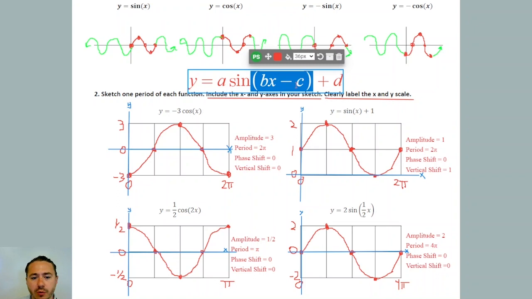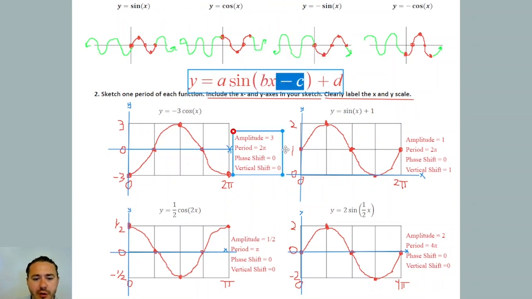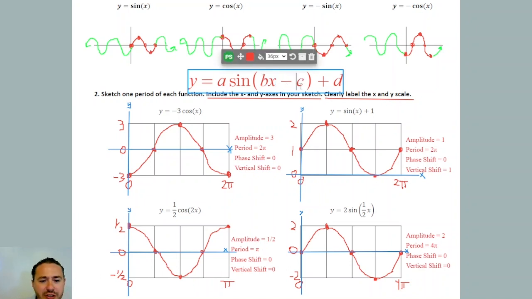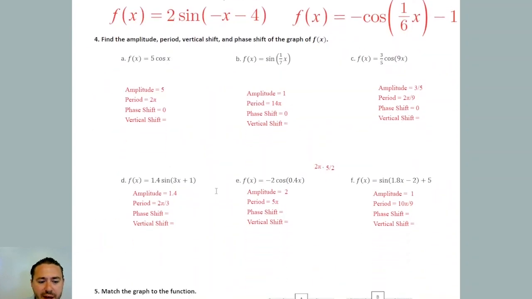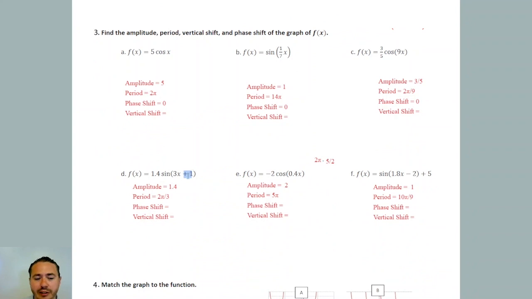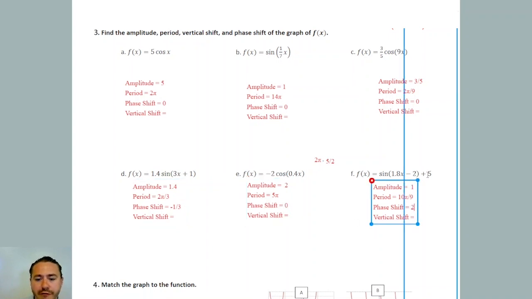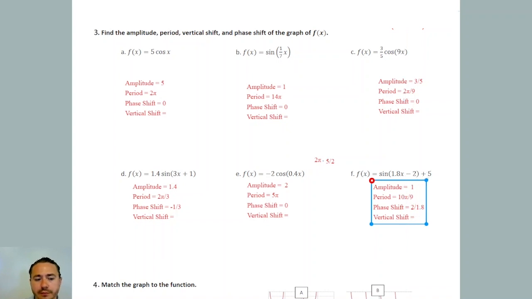Basically, these B and C are going to do kind of the opposite of what you see. Let's just focus on the phase shift here. Whatever number you see here is actually going to be the opposite. So the C value is actually -1 here. So we get -1 divided by 3, so -1/3. Here we've got 0, and here we've got 2 divided by 1.8.